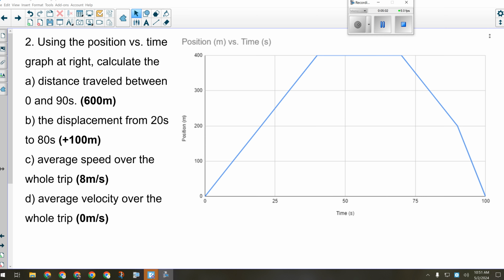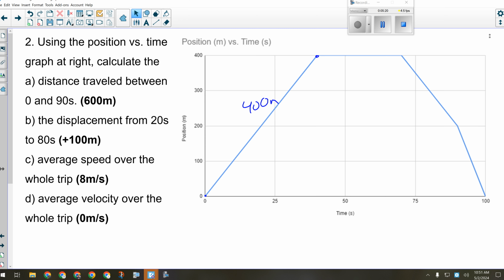For this one here, okay? First part, distance traveled between 0 and 90 seconds. So that's just how far we go, okay? Doesn't matter which direction. So at the beginning, we're at a position of 0, and then by the time we get to about 40 seconds or so, okay, we're at 400 meters.